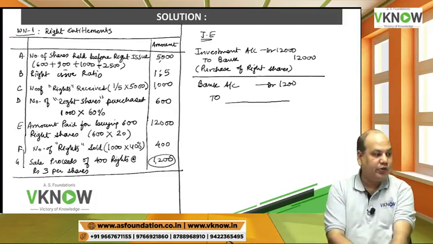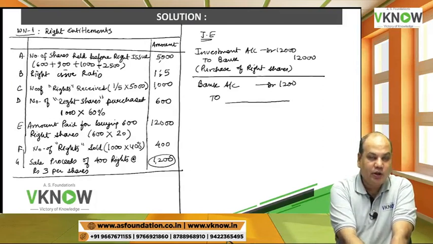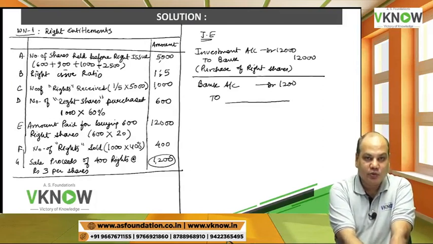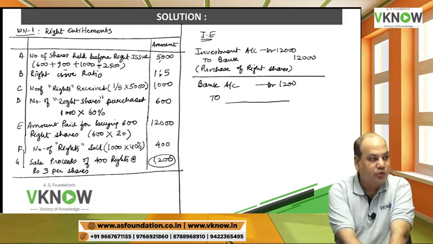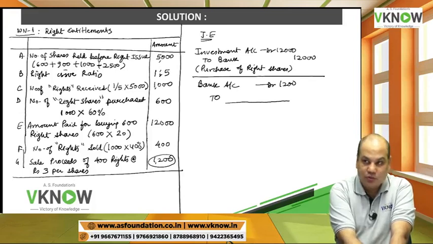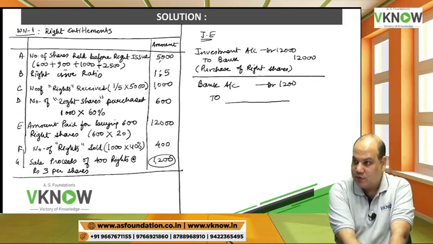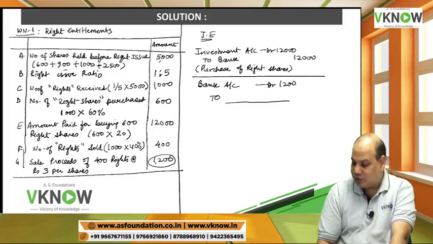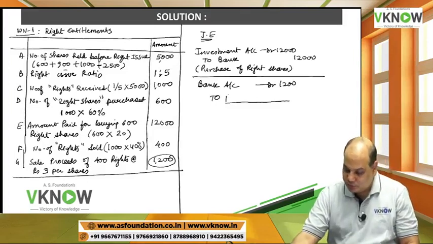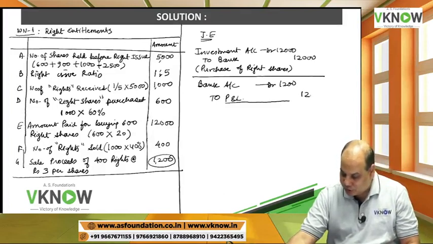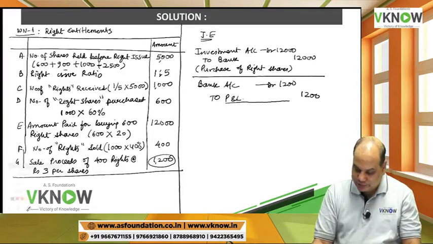Credit will be given to which account? Will the credit be given to investment account or profit and loss account? Profit and loss account, not investment account. Why not investment account? It is going to be transferred to P&L account. You are right, but you are not able to give justification.